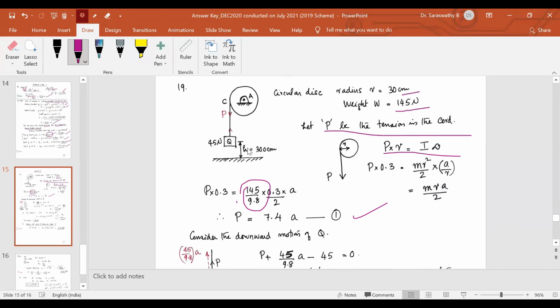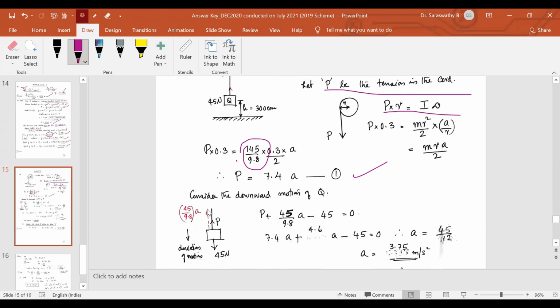Now consider the downward motion of Q. Consider the linear motion of Q. Q is moving downward, this is the direction of motion. Self weight 45 Newton acts downwards, and tension in the string P acts upwards. Now we apply mass into acceleration, the inertia force. Mass is 45 by 9.8, into acceleration, opposite to the direction of motion. By D'Alembert's principle, now write down the equation of equilibrium: 45 by 9.8 a plus P minus 45 is equal to 0.